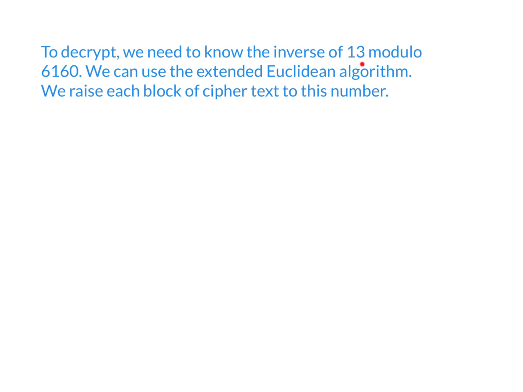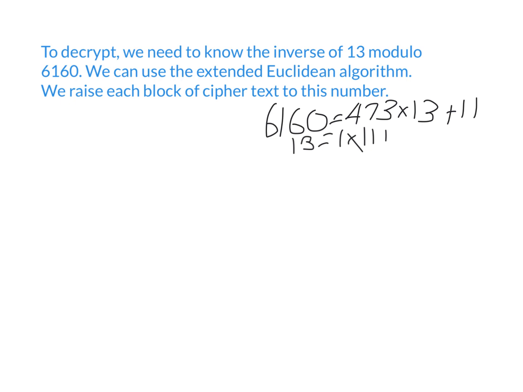So to calculate the inverse of 13 mod 6160, I can use the extended Euclidean algorithm. I start with the normal Euclidean algorithm: write the larger number, and keep subtracting multiples of the smaller number until the remainder is less than the smaller number, and then I repeat the process. So I get 13 equals 1 times 11 plus 2, 11 equals 5 times 2 plus 1. So how is the Euclidean algorithm here going to help?